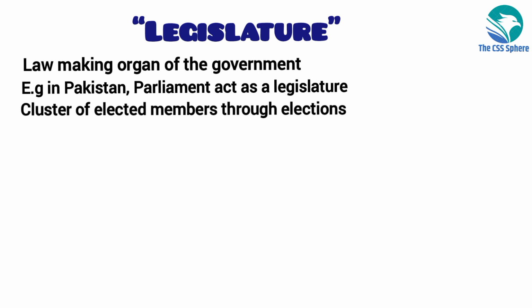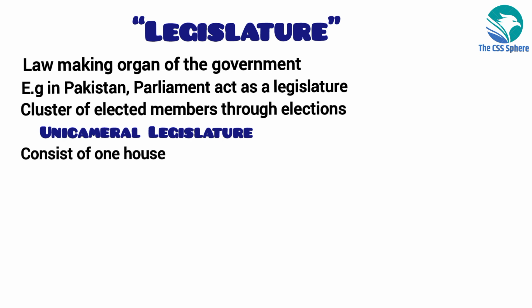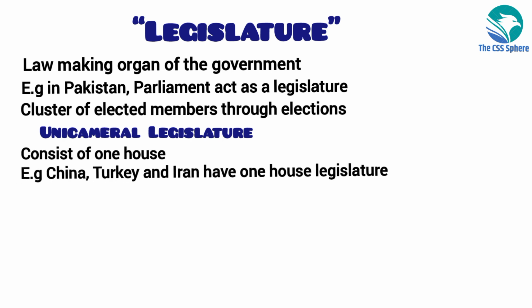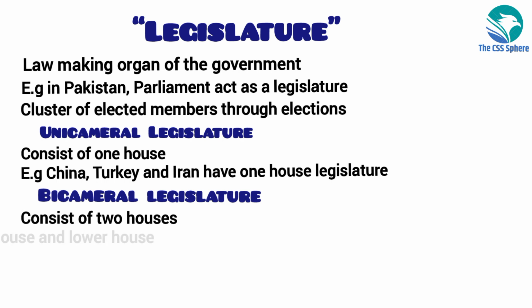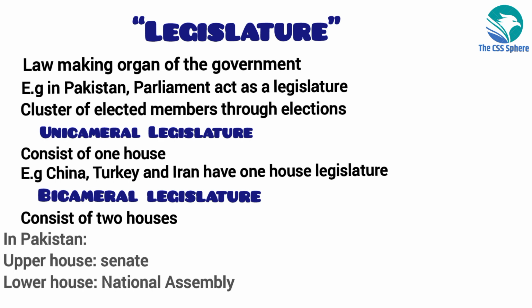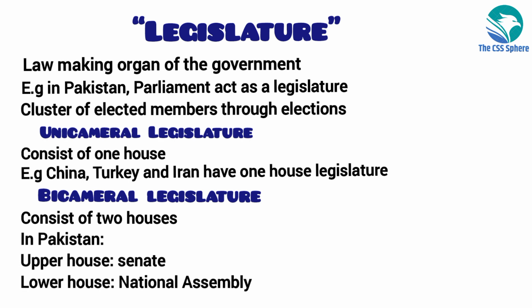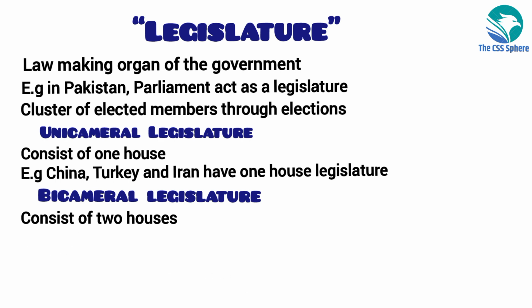There are two types of legislature, unicameral and bicameral. Unicameral legislature consists of one house, for example, China, Turkey, and Iran. Bicameral legislature consists of two houses, upper house and lower house. For example, in Pakistan, the upper house is called Senate and the lower house is called National Assembly.